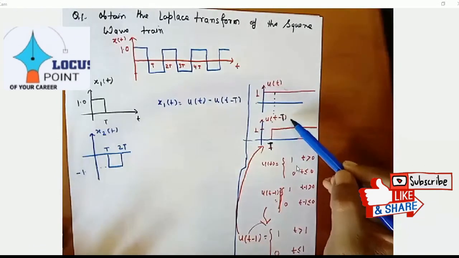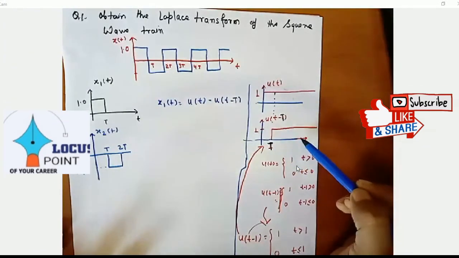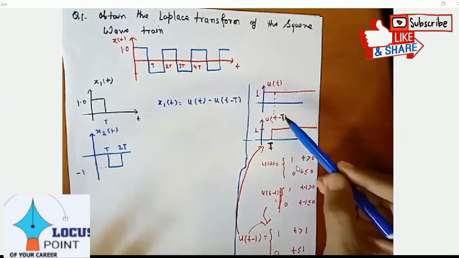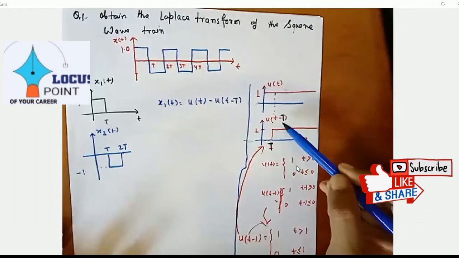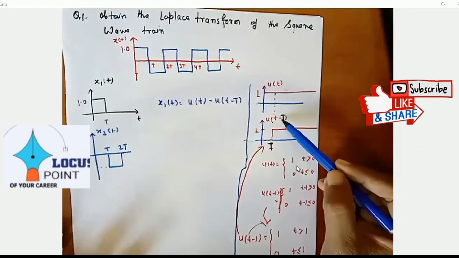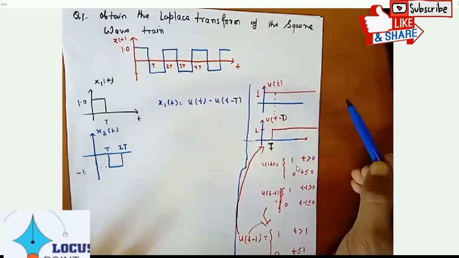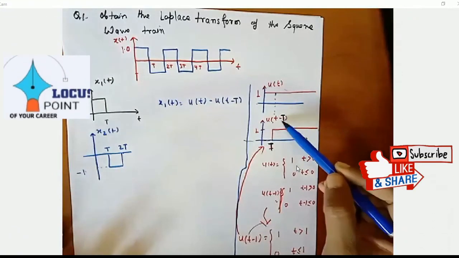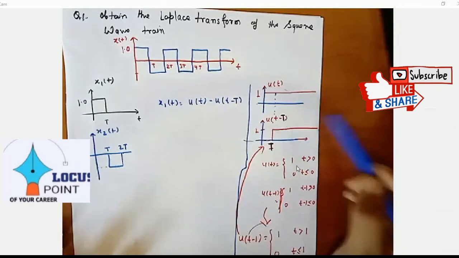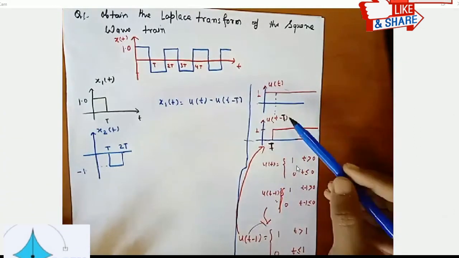If you write t minus 2, your whole graph will be shifted by 2, here like this. Your graph will be shifted in the right direction by 2. That means if there is a minus sign, then the whole graph will be shifted towards the right direction by this amount. Remember this.